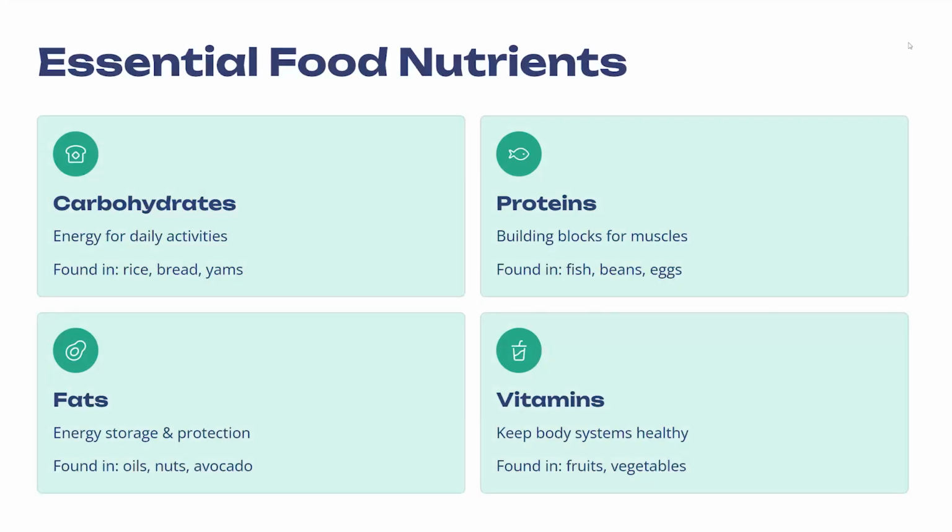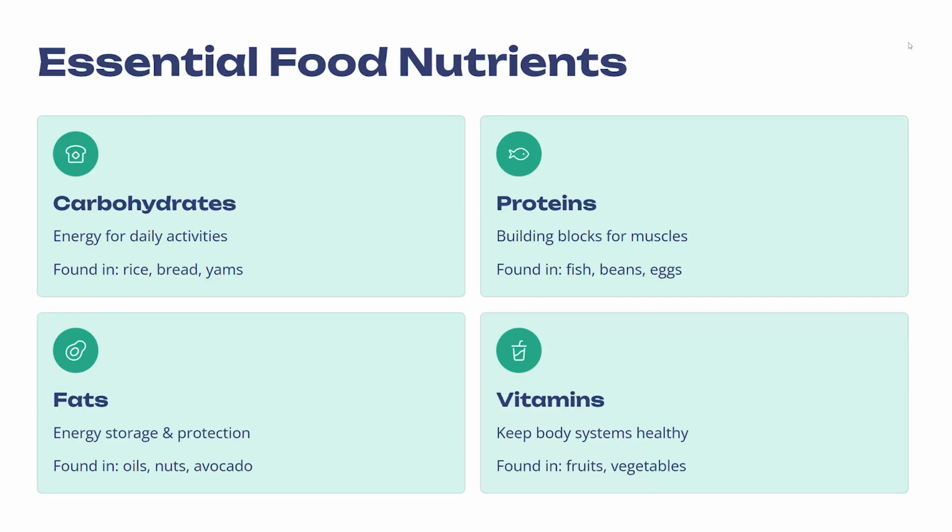Carbohydrates give us energy to do our daily activities. You find them in foods like rice, bread, and yams. Proteins are the body's building blocks. They help us grow strong muscles and repair tissues. We get proteins from fish, beans, and eggs.